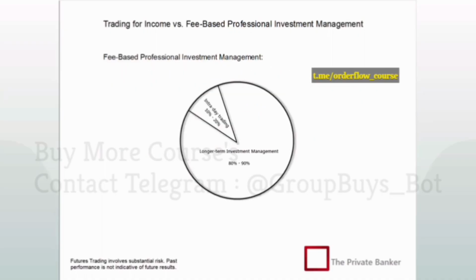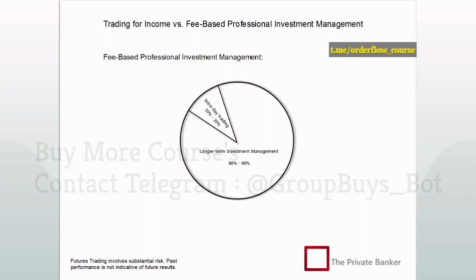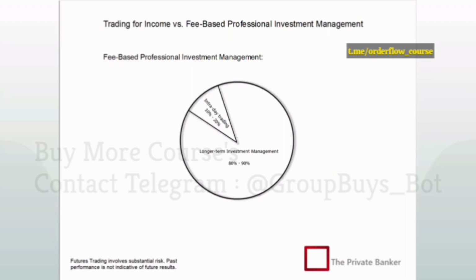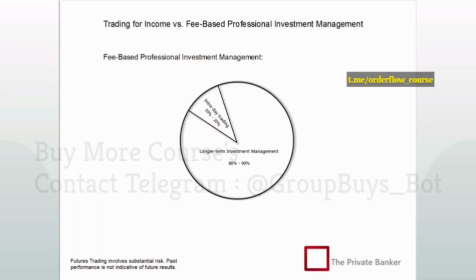So this is a professional investment management approach where 80 to 90% of what they're doing is more or less long-term investment management, and then the intraday trading, or the hedging, if you will, takes up a very small percentage of time and capital. So this whole pie chart represents time and capital. Hopefully that helps you understand how these higher time frame traders are looking at the market.